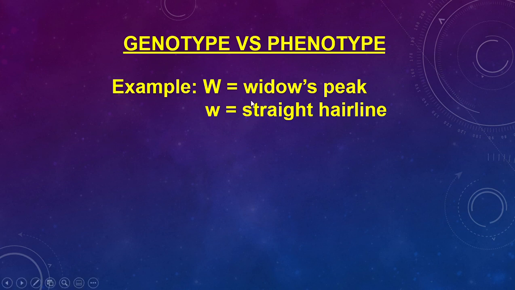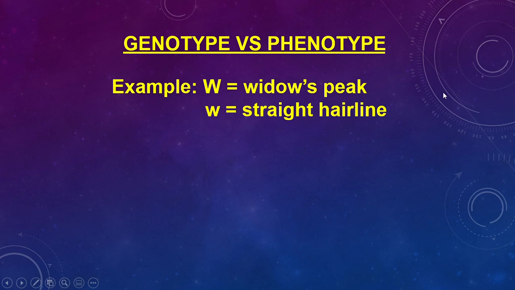So I'm going to assign the letter capital W to represent the allele, or the version, for a widow's peak. I'm going to use a lowercase w to represent a straight hairline. So these are the variables that I'm using, and I'm going to let them represent the two different versions. W is not the best one to use, but you'll see why when I use it for the picture that's coming up. But remember, we are now talking genotype. I get one allele from my mother and one from my father.